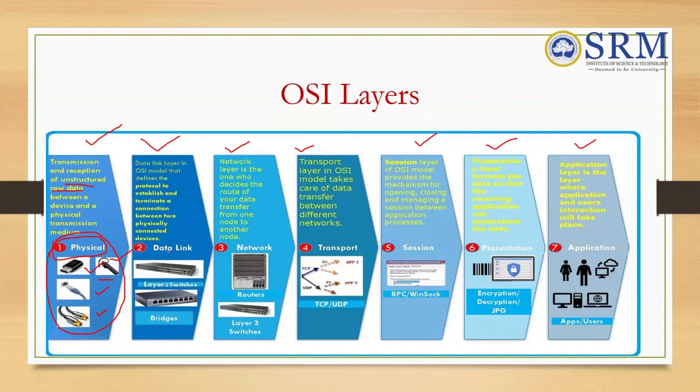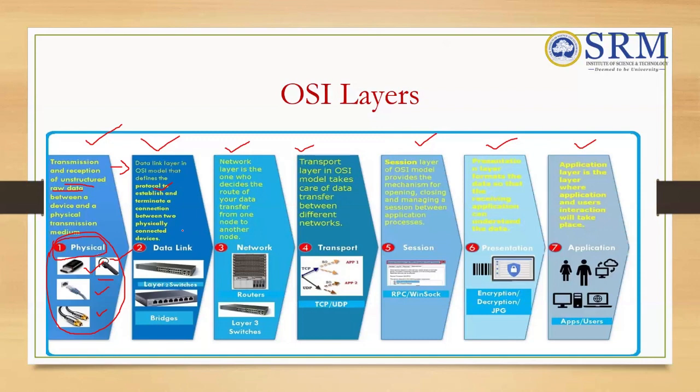The next one is data link layer. From the physical layer, the unstructured raw data is forwarded to the data link layer. The data link layer is responsible for establishing and terminating a connection between two physically connected devices, which are available in the physical layer.